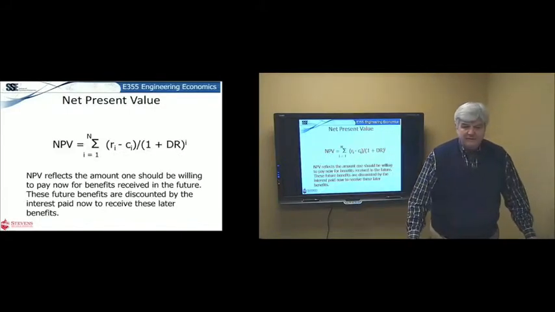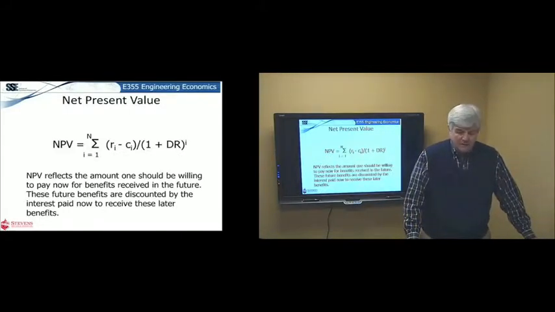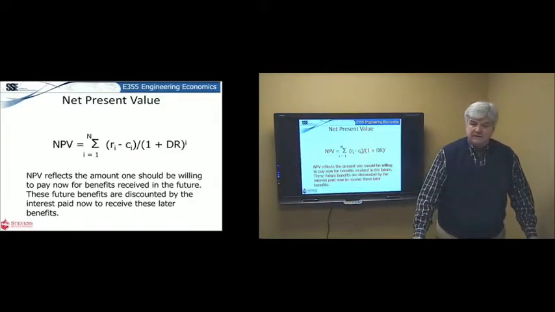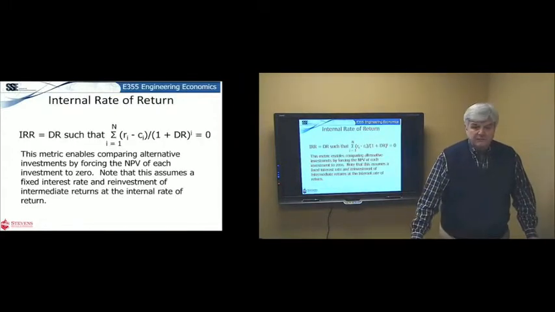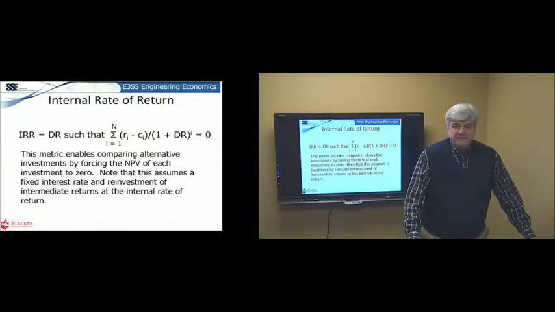So the net present value is a standard calculation here. It reflects the amount one should be willing to pay now for benefits received in the future. And these future benefits are discounted by the interest paid now to wait to receive these benefits later. Internal rate of return is the discount rate such that the net present value is 0. So if you're comparing a bunch of different alternatives, you can force the net present value to be 0 and then look at the alternative discount rates for these different investments, and that's called an internal rate of return.